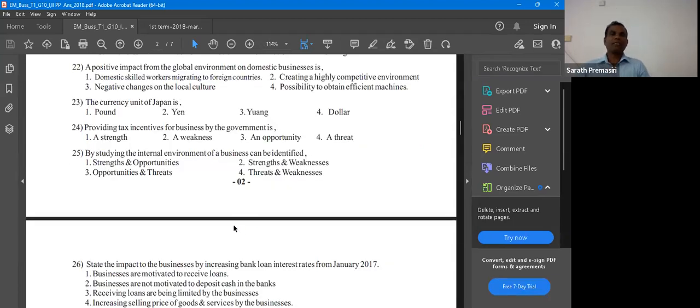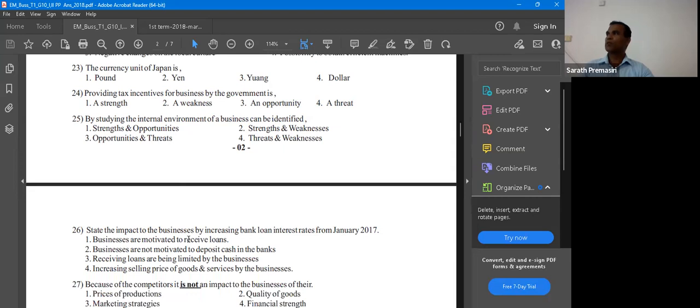By studying the internal environment of a business, the strengths can be identified. Opportunities are related to the external environment, and strengths are related to the internal. Here, internal. The answer is number two, because both strength and weakness are related to internal. The answer is number two. Yes, next one, 26.